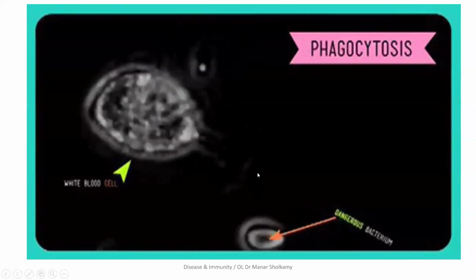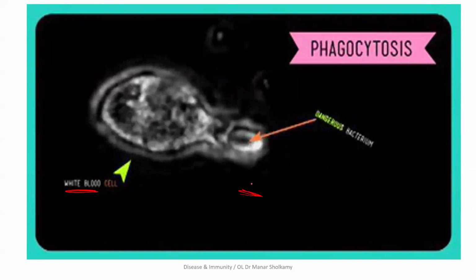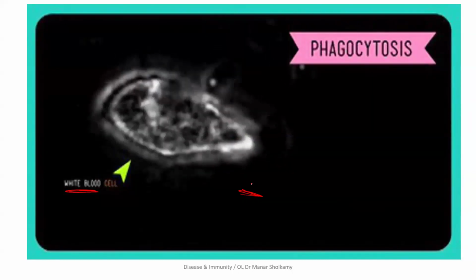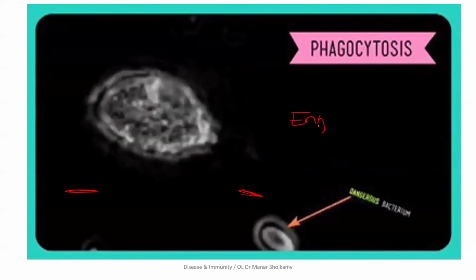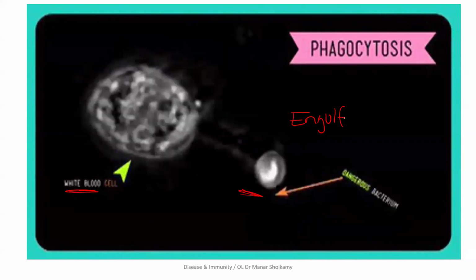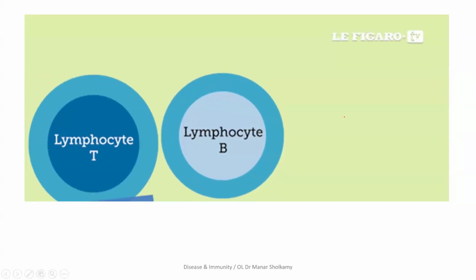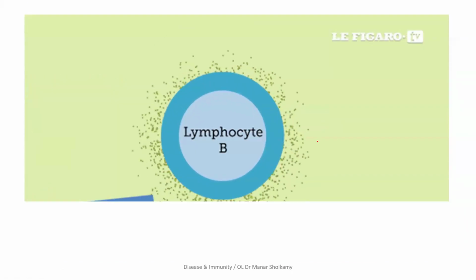Again, this is another picture showing phagocytosis. This is the phagocyte, and this is the pathogen. It will swallow it. See, the cell membrane will engulf, will extend out and engulf the pathogen. It will enter inside. It will be placed inside the vesicle, and then digestive enzymes will digest it. This is the lymphocyte. It doesn't do phagocytosis. What does it release? What are these?